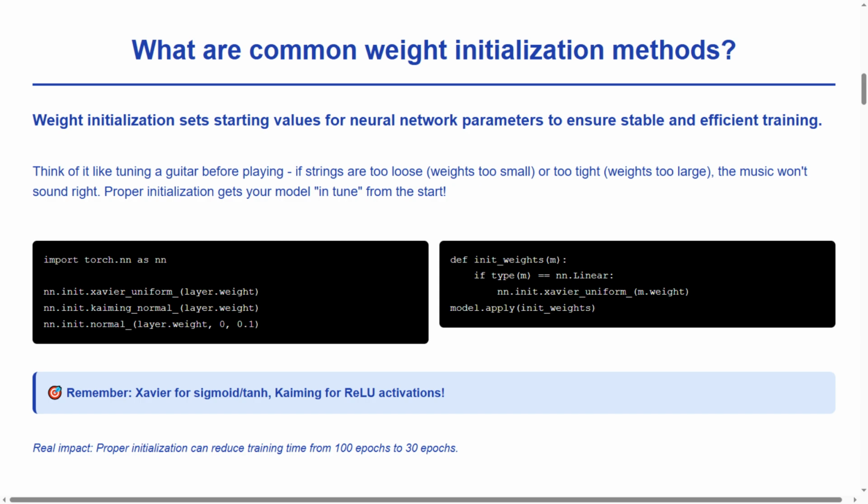Remember, Xavier for sigmoid and tanh, Kaiming for ReLU activations. Real impact: proper initialization can reduce training time from 100 epochs to 30 epochs. Proper weight initialization accelerates training significantly.